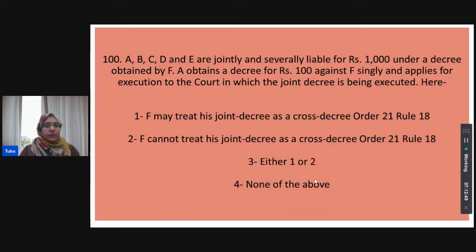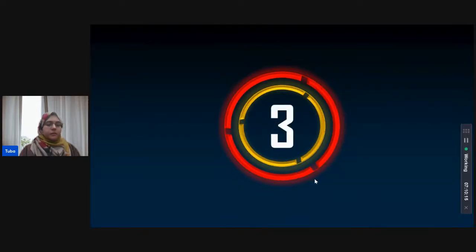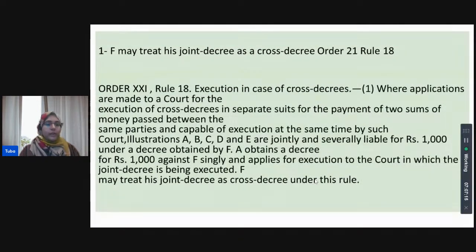1. F may treat his joint decree as a cross decree under Order 21 Rule 18. Or 2, F cannot treat his joint decree as a cross decree under Order 21 Rule 18. Or 3, either 1 or 2. Or 4, none of the above. Alright, we think F may treat his decree as joint decree. Let's see what the correct option is. And that is right. We go to Order 21 Rule 18 and there is an illustration under there. The same illustration containing people A, B, C, D, E and decree obtained against F. Here F may treat his joint decree as cross decree under Rule 18 of Order 21.